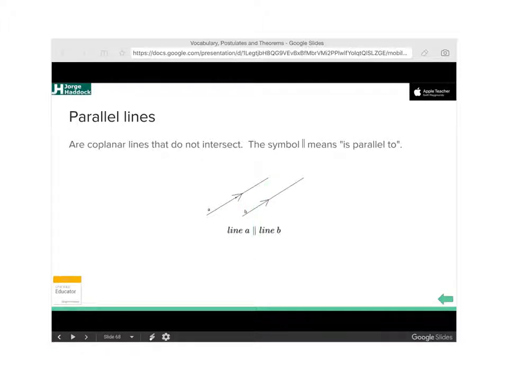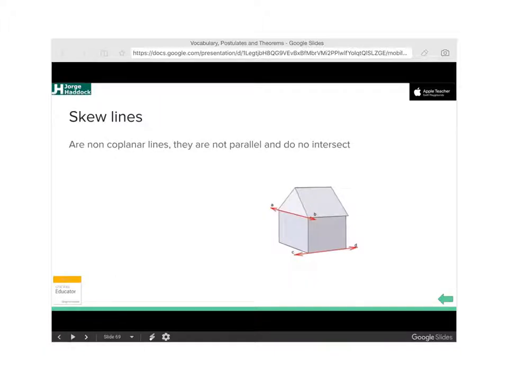My next definition is skew lines. Skew lines are non-coplanar lines. They are not parallel and do not intersect. Again, AB and CD are skew lines. As you can see, they are moving in different directions. This one is going left to right, and this one is coming from behind the slide and forward.